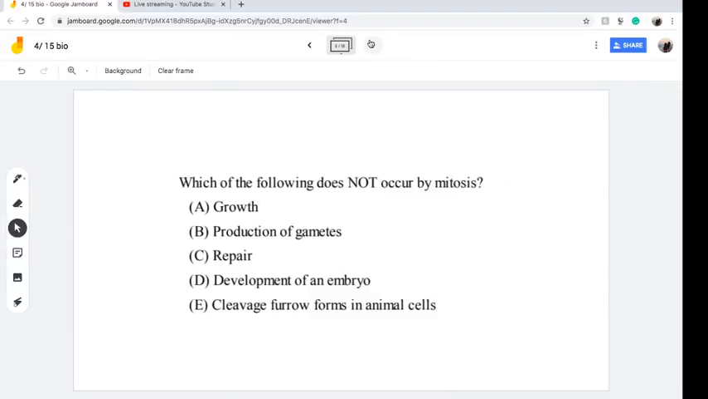Okay, moving on to the next question. So this question asks what does not occur in mitosis, and I'll give you guys 10 seconds to look over it.